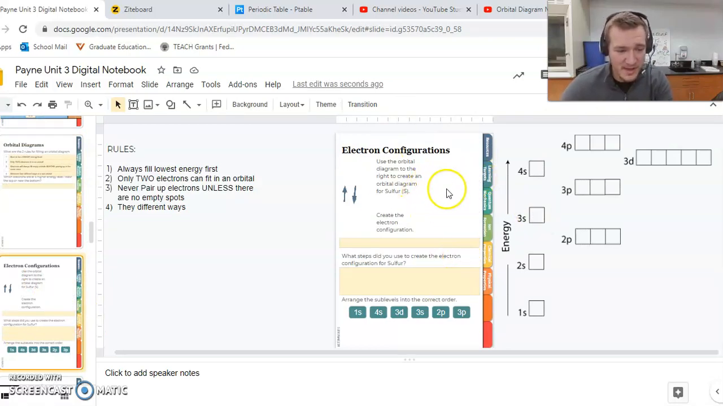And all I did is, you guys have a model right here. I just made this a little bit bigger. I recommend you do the same so you can see. So it says use the orbital diagram to create an orbital diagram for sulfur.